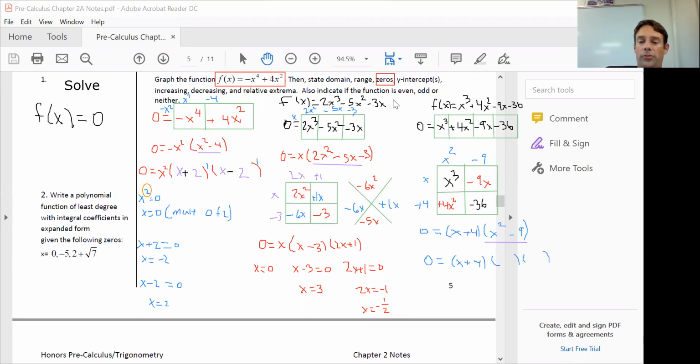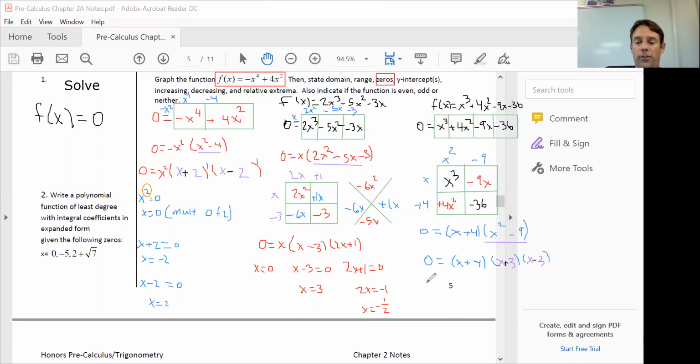So I'm going to write them twice. So square root of x squared is x. Square root of 9 is 3. And I make 1 plus. And I make 1 minus. And friends, if you notice, all 3 factors are different, so there is no multiplicity here.